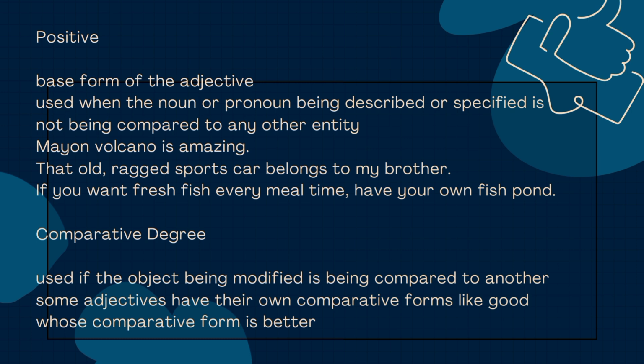Ang mga example nito ay ang bata ay matangkad. Ito ay napapaloob sa positive. Ang bata ay mas matangkad kaysa sa kanyang kapatid. Ito naman ay napapaloob sa comparative. Ang bata ay pinakamatangkad sa klase. Ito naman ay napapaloob sa superlative. Sa madaling salita, ang mga antas ng paghahambing ay nagbibigay ng mas detalyadong paglalarawan ng mga katangian ng mga bagay. And that's all. Thank you.